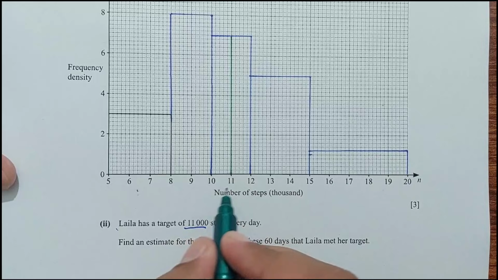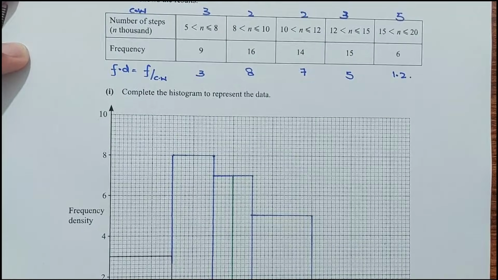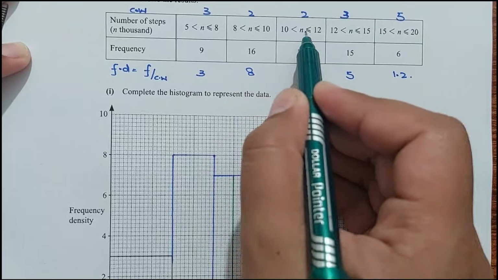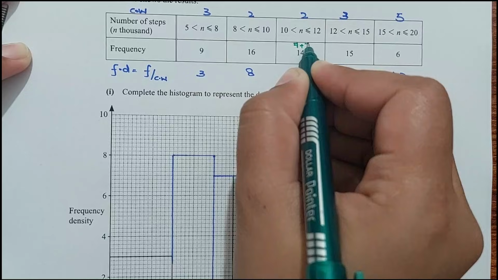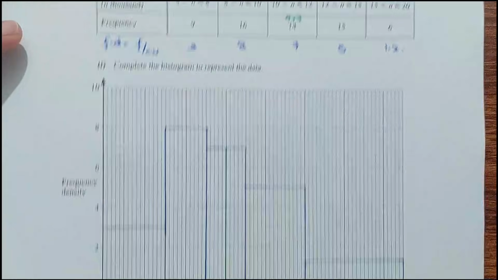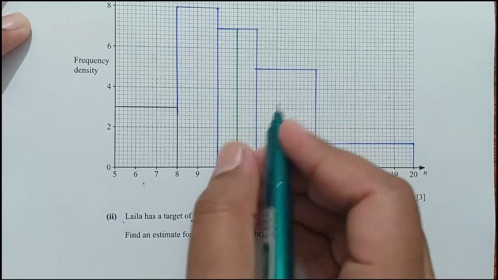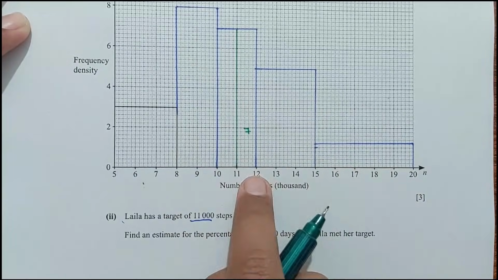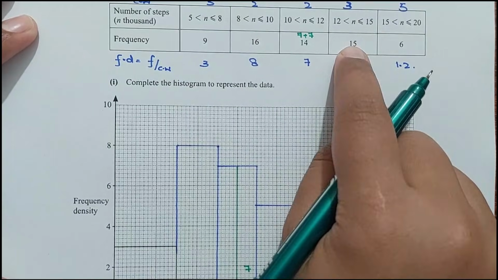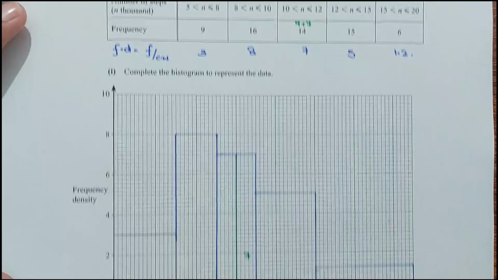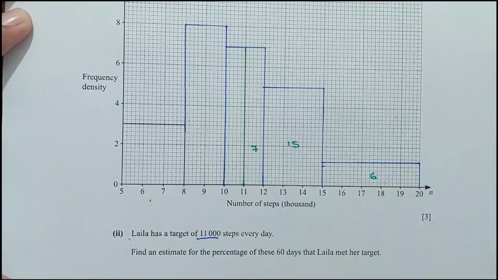So 11,000 is in the range of 10 and 12. So 11 lies in between. So half would be 7 and 7 makes 14, right? So 7 is in the range of 10 to 11 and 11 to 12. We have 7. And from 12 to 15 it's 15, and 15 to 20 it is 6. This frequency is 15 and this frequency would be 6, right?